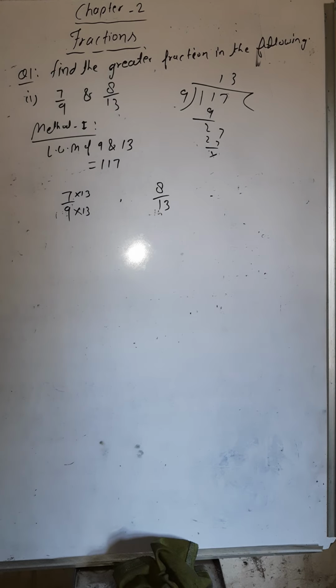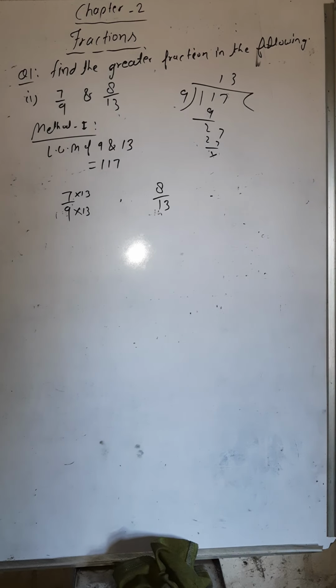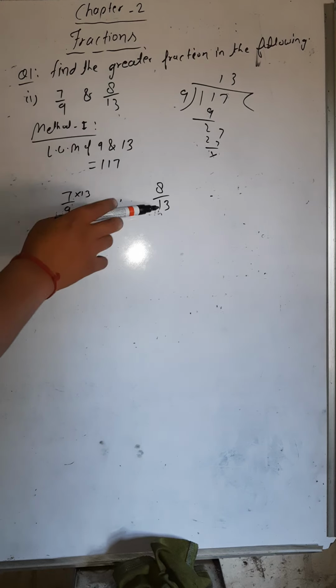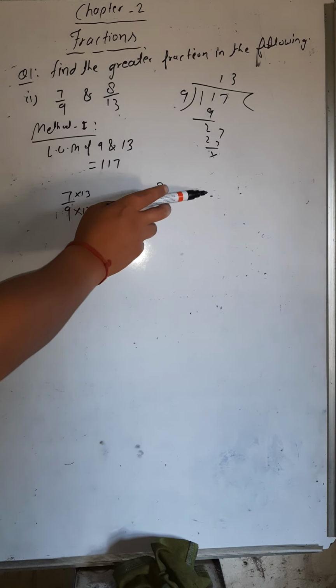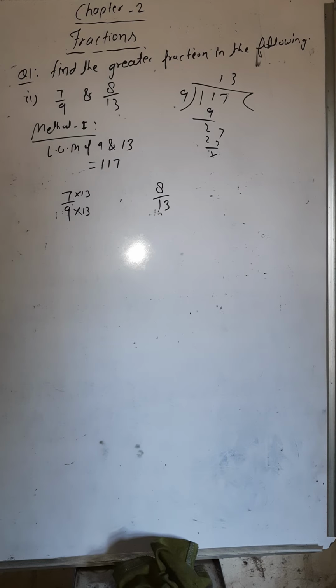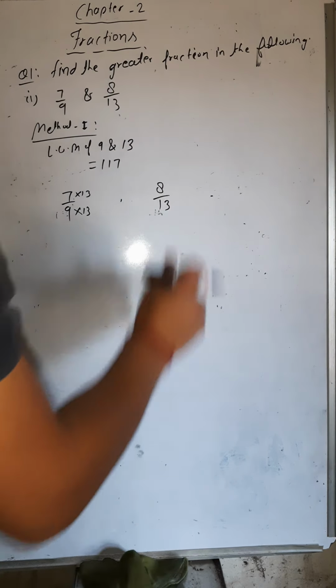Okay. Getting it? Now I will try to make this 13 also 117. So how will I make this 13 into 117? To make this 13 into 117, what will I do? I would multiply by 9, since 117 divided by 13 is 9. Getting this? Very good. So let me do this.